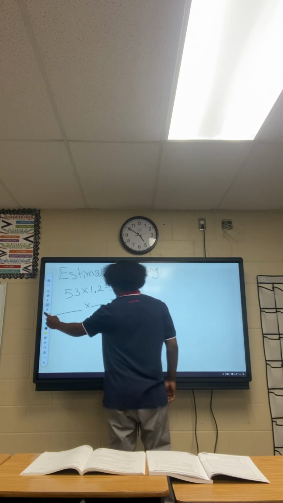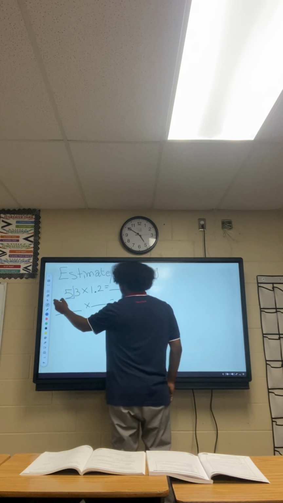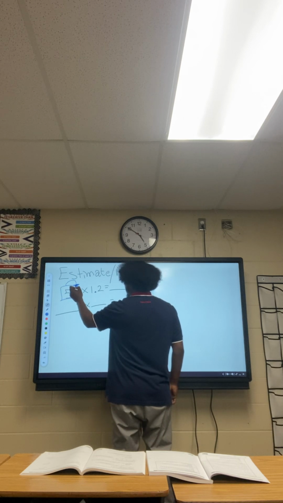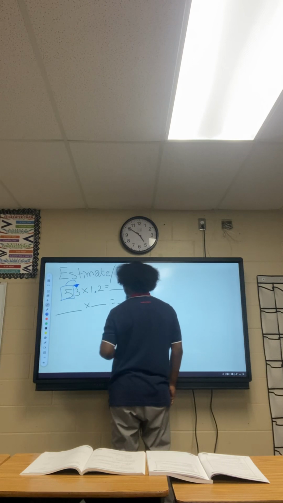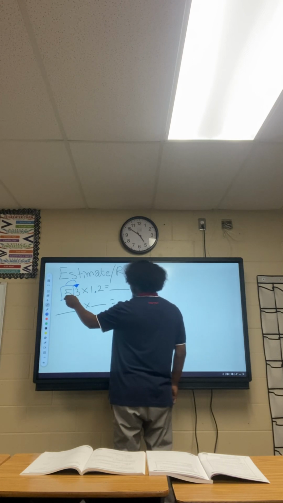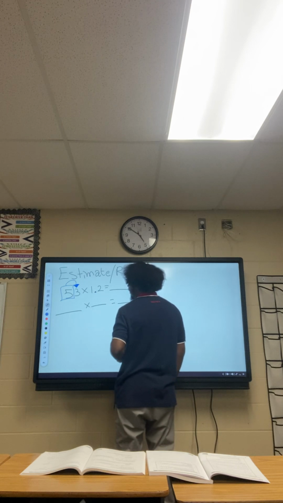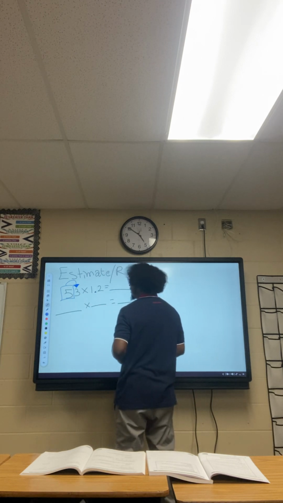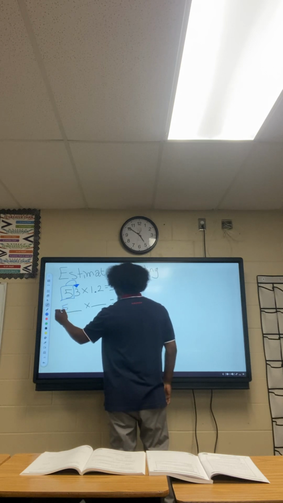So when rounding, we look at the first number and we go next door. If this number is greater than 5, we round up. If it's less than 5, we round down. So we look at the 5. When we go next door, it's a 3. And a 3 is less than 5, so we're going to round down to the nearest 10. The nearest 10 would be 50.